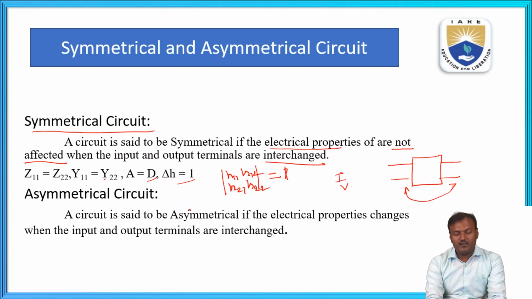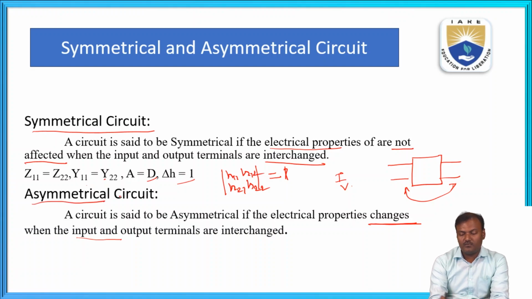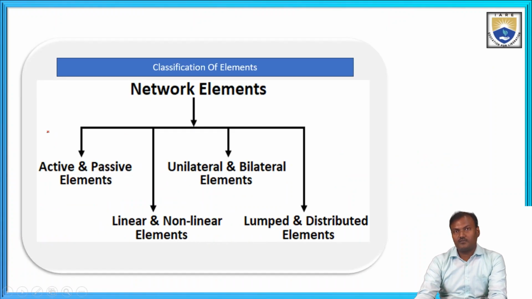Next one is asymmetrical circuit. The circuit is said to be asymmetrical if the electrical properties change when the input and output terminals are interchanged. The only difference is, when the properties are changed, it is known as an asymmetrical circuit. When the properties are not changing or not affected, it is known as a symmetrical circuit.